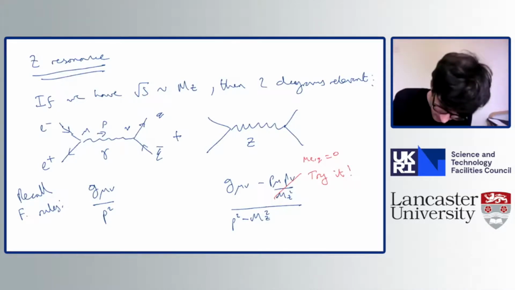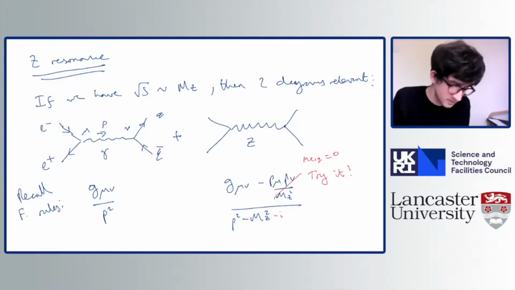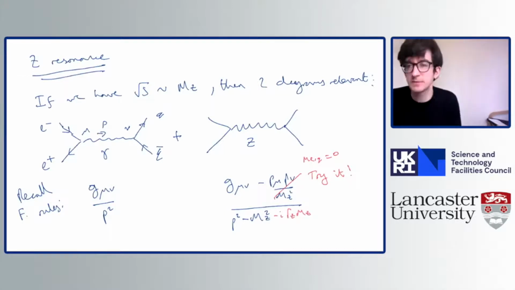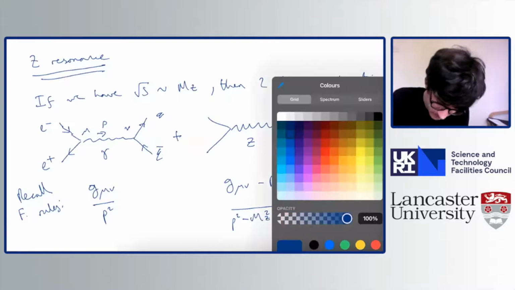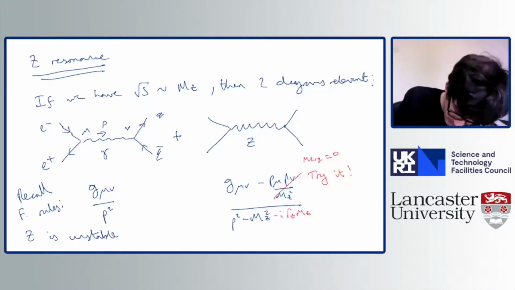But what's more relevant for us is that, what if we imagine that we're on the Z peak, P squared is equal to mZ squared, that thing seems to blow up. Now we know that's not the case, that really this thing has a finite Breit-Wigner width. So let me put that in there as I've done. So the Z is unstable and it will decay.